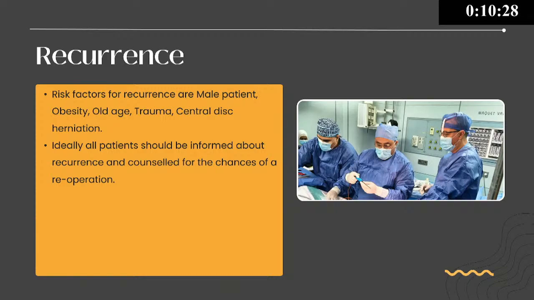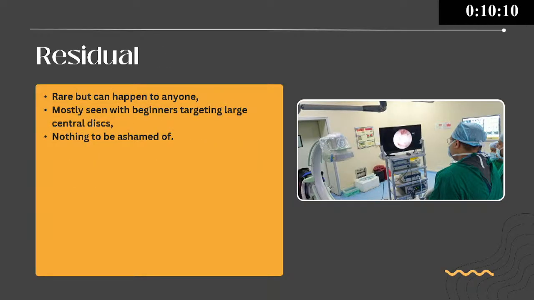Now, recurrence is a very particular complication that you need to understand. It can happen to anyone, and there is no individual factor from the surgeon's end. Recurrence is defined as appearance of the same symptoms at the same level after an arbitrary time period of about 3 to 6 weeks. So the patient related factors such as old age, trauma, morbid obesity are important when you talk about a recurrence.